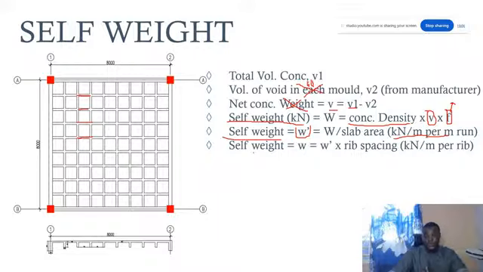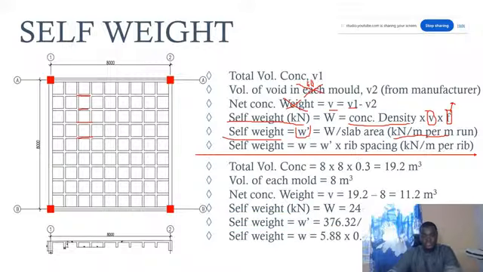So that will give you the self weight in kilonewton per meter per rib. That is for one section of the rib, that is going to be the self weight on it. So enough of all this grammar. Let us look at a simple example, a worked example, sorry. So let's take this as an example.